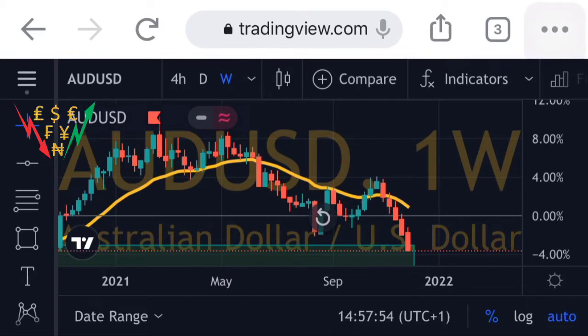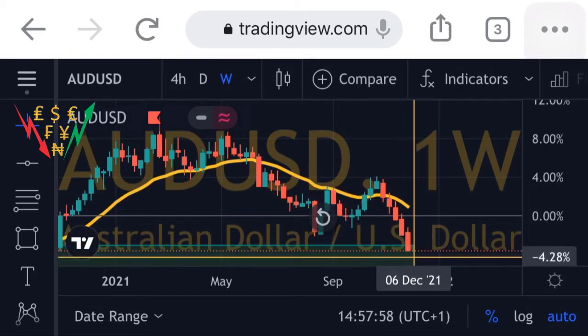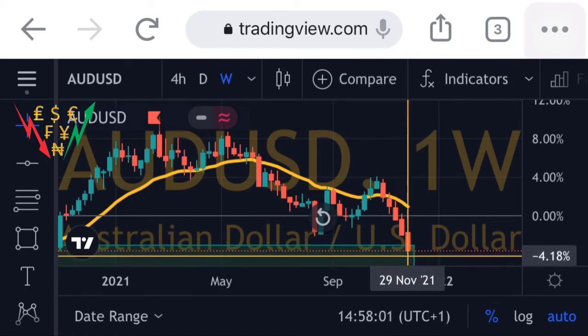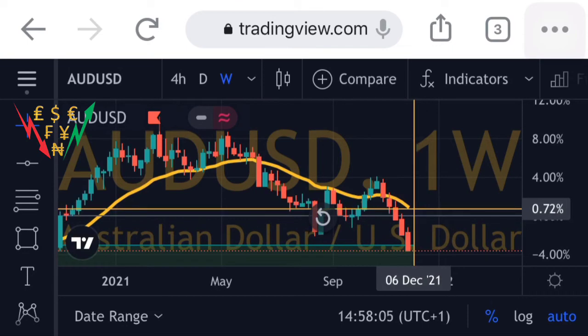I'm expecting the price to pretty well react in this zone. I'm expecting the price to react in this zone. And when it does so, I'm expecting it to come all the way to this point, right?